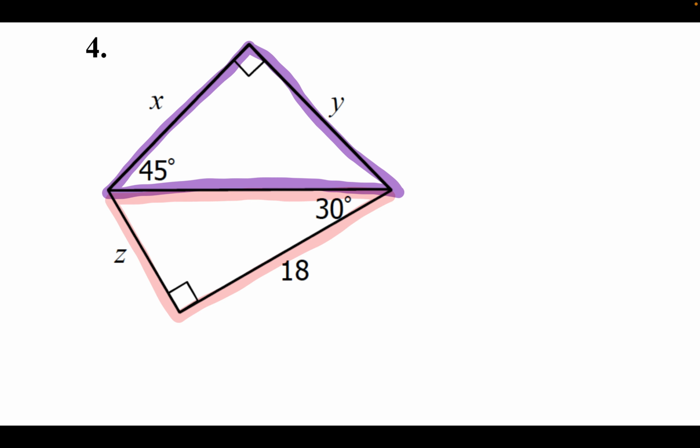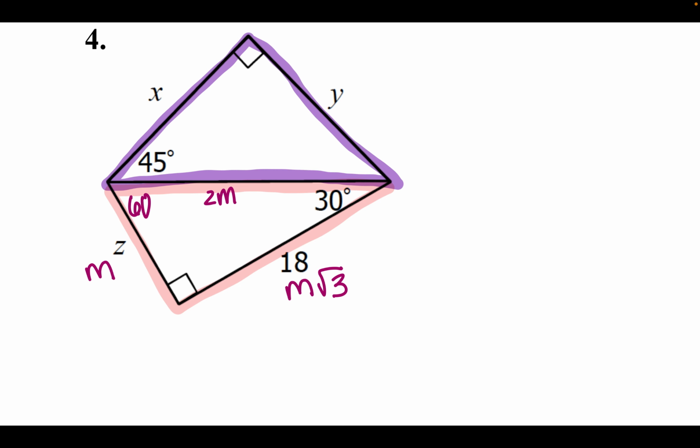Okay, so again, first thing you're going to do is look for a shared side length. Well, we have right here this 18, which means we are starting with the 30, 60, 90 triangle, this pink triangle on the bottom. So across from your 30 is your m, across from your 60 is m square root of 3, and across from your right angle is 2m. So we know 18 is equal to m square root of 3, so that's the equation we're going to write. So m square root of 3 is equal to 18.